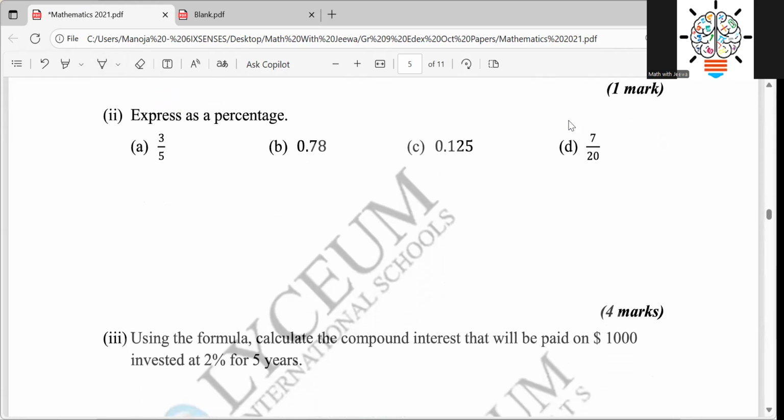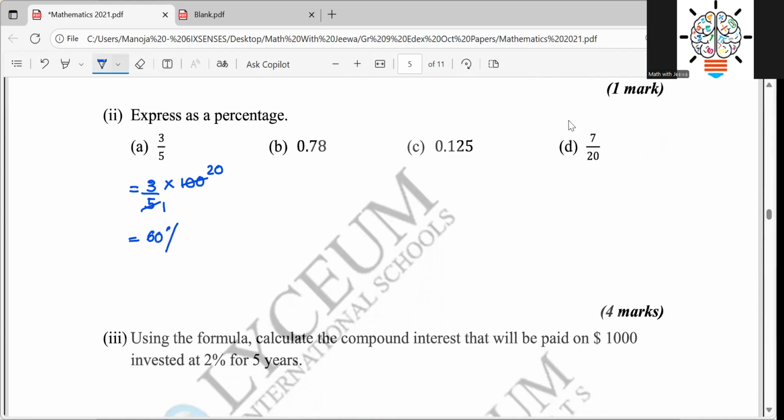You want to express these as percentages. So if it is something like this, what you do, 3/5 multiplied by 100. So then here 5 times 1 and 5 times 20. So 3 times 20, it is 60%. And this one, when you have a decimal 0.78 multiplied by 100, so then the answer is 78%.